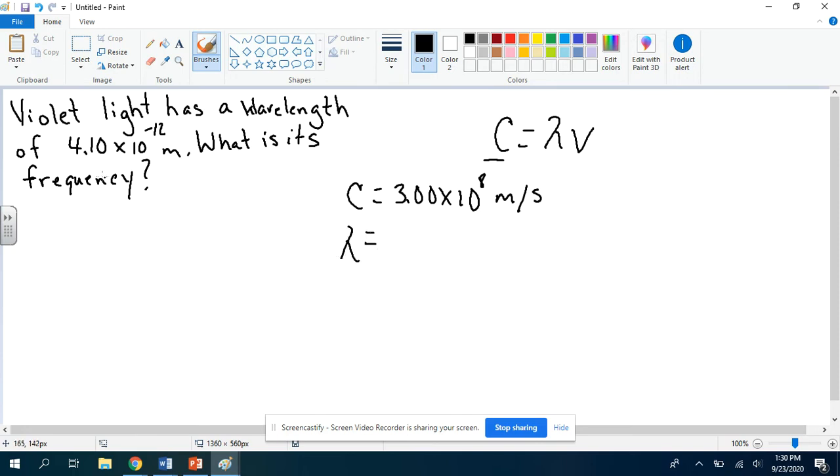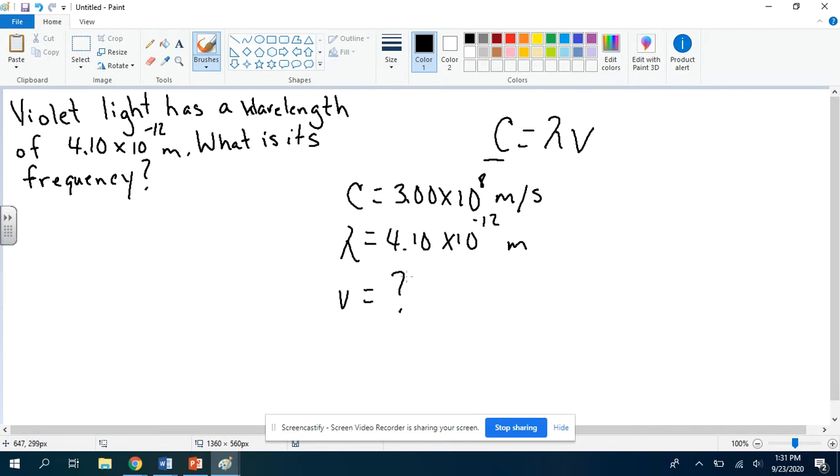Wavelength is this number right here they gave us in the problem, 4.10 times 10 to the negative 12 meters. And then frequency, we don't know it. That's the one we're going to solve for. Make sure when you're doing these, you check your units and make sure that it's in meters. They could give it to you in centimeters or even nanometers, which is fine because we have practiced how to convert those. So you may have to convert in some of your problems, but in this case, it's good because it's in meters.